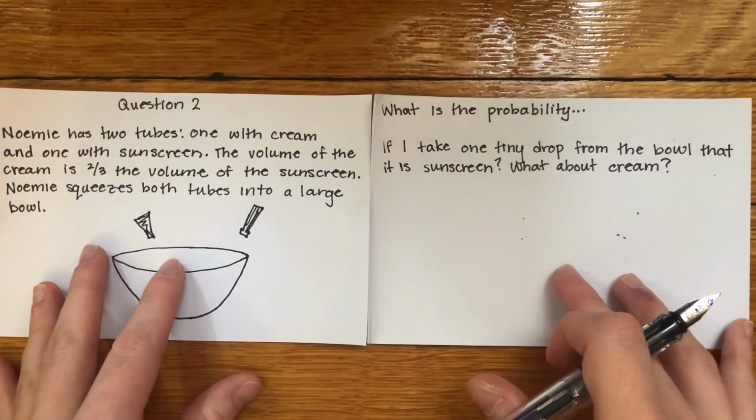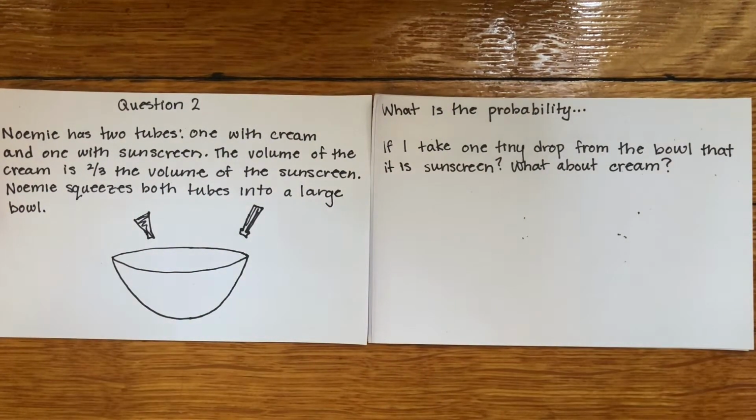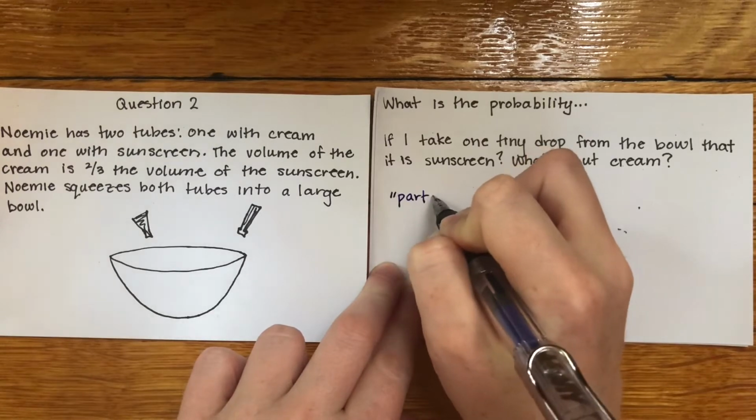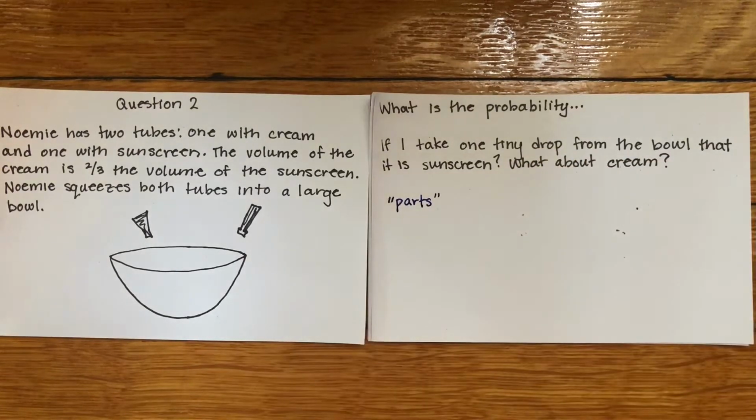So first up, what we're going to try to figure out is, if you take one tiny drop from the bowl, what's the probability that it's sunscreen? Or on the opposite side, what's the probability that it's cream? The way I like to think about this, and you may have seen this when cooking in terms of recipes, is I'm going to use the word parts to talk about how much of this is going to be cream and how much is going to be sunscreen.